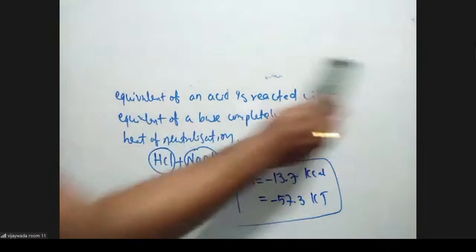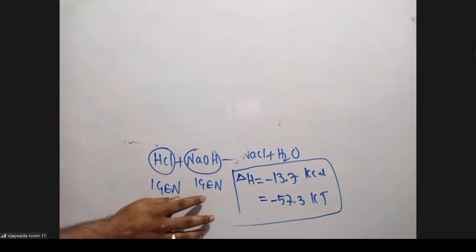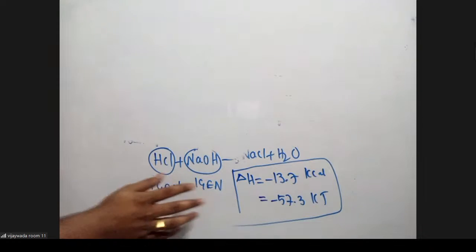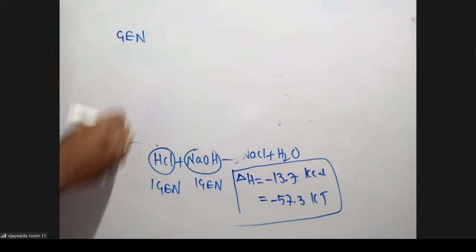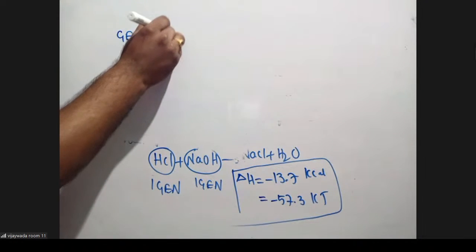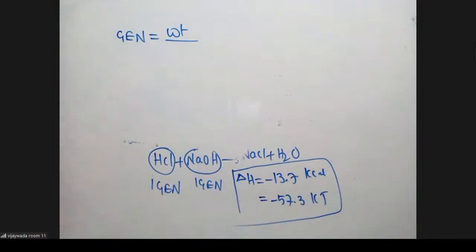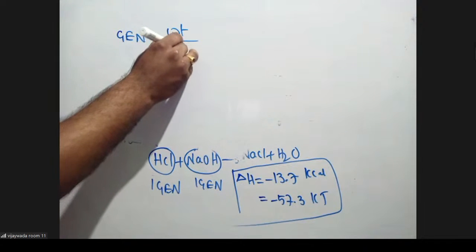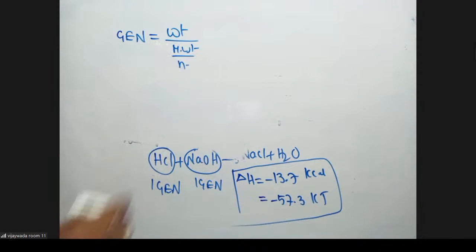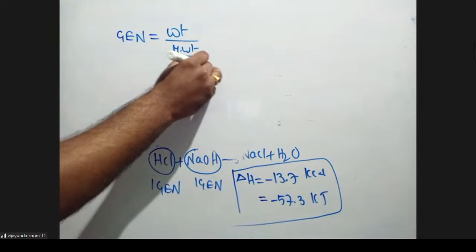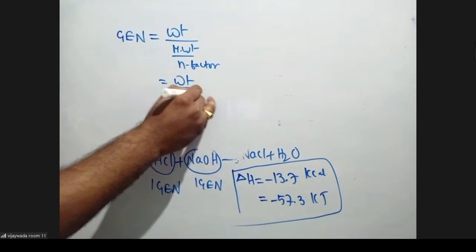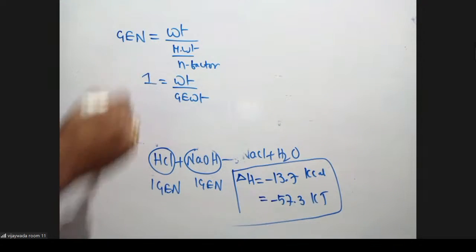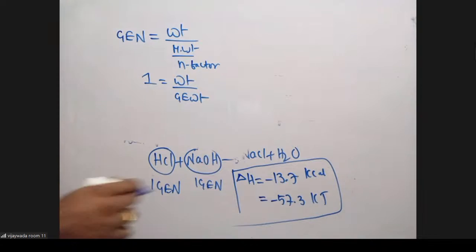Okay. So please remember, it is a very important point, students. Please note down this. Gram equivalent number we can find by weight of the given compound by molecular weight by n factor. Simply weight by gram equivalent weight. This value must be 1. If it is 1, minus 13.7 kilocalories.